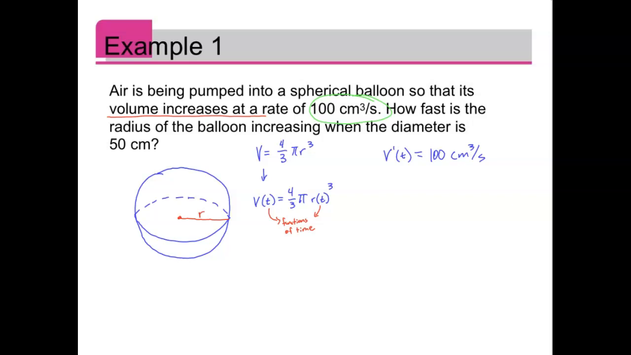And again, I used that notation because rate indicates derivative, right? And the thing that we're looking for, how fast is the radius increasing? So again, they're talking about a rate. How fast is the radius increasing? So they're talking about r prime of t. And that's the thing I'm trying to solve for. That's the thing I would like to know.